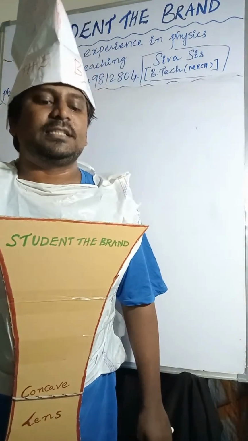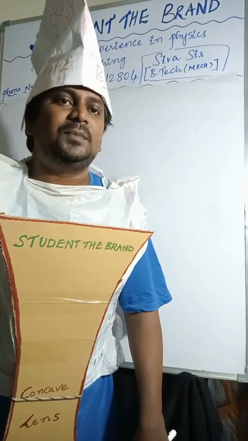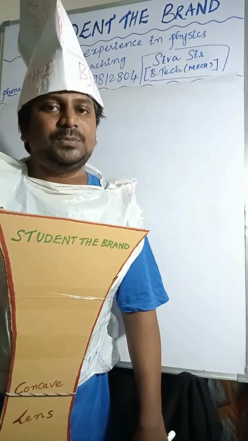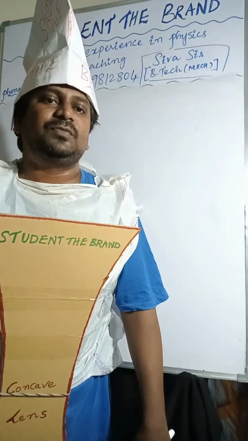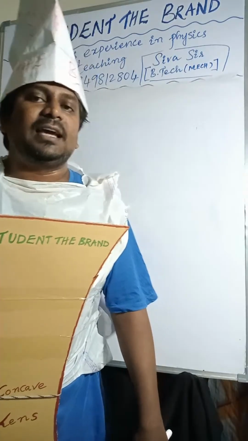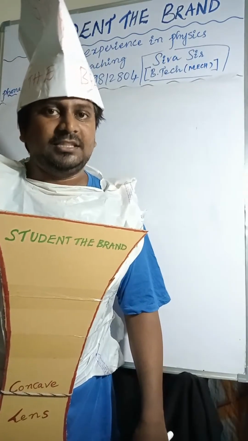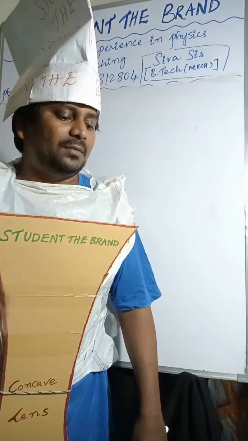Now we are going to discuss distance. Distance is nothing but the length of the path covered by an object. Displacement is nothing but the shortest path from initial point to final point. Speed is nothing but distance by time taken, the distance traveled by an object per unit time.